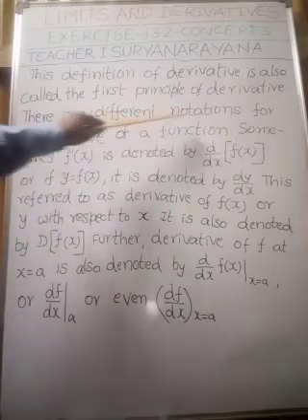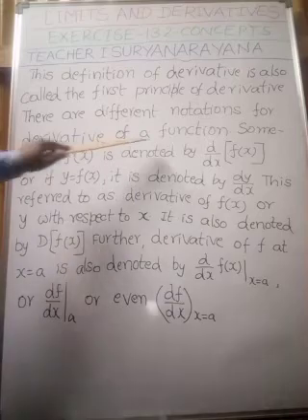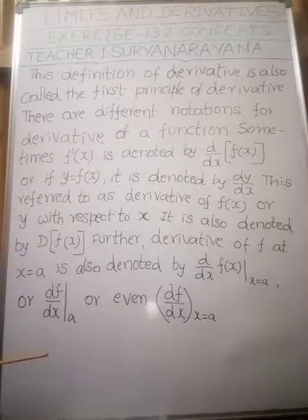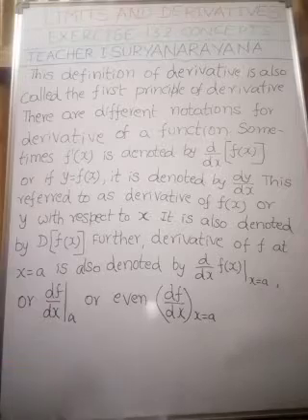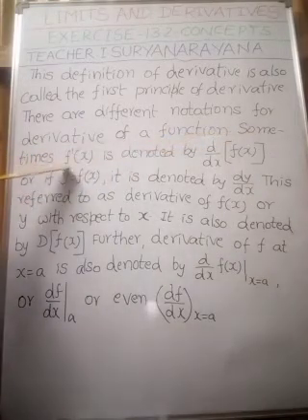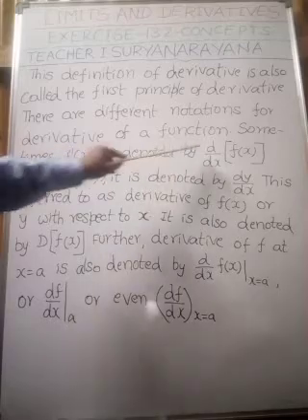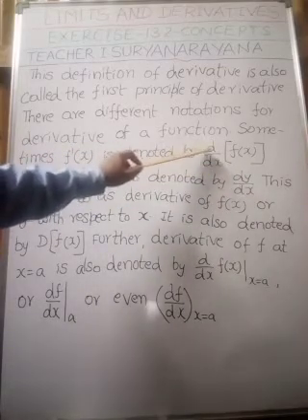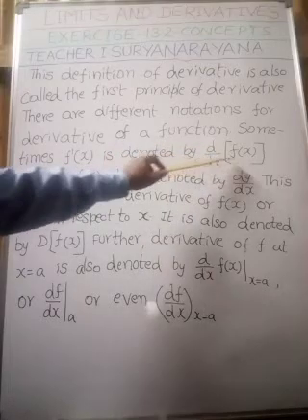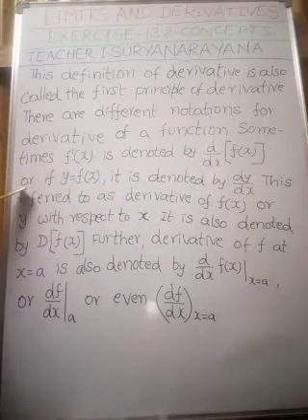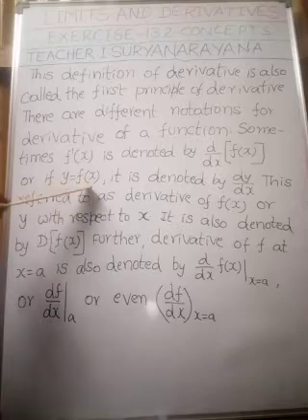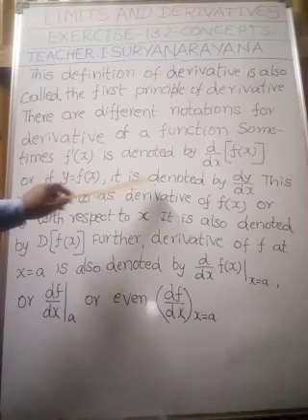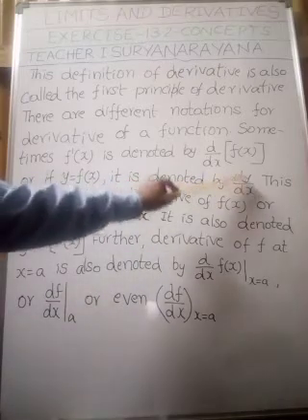There are different notations to denote the derivative of a function. Sometimes f dash of x is denoted by d by dx of f of x. How to read this notation? d by dx of f of x. Or if y is equal to f of x, then the derivative of this function is denoted by dy by dx.